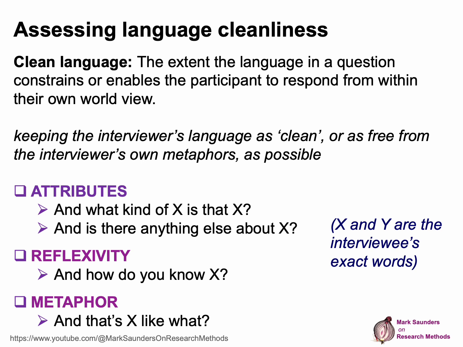So a clean language question asking about attributes could be something like, "And what kind of X is that?" where X is an interviewee's own words. And, "Is there anything else about X you might like to tell me?" If you're looking at reflexivity, "And how do you know about X?" Or, "And that's X like what?" So you're actually trying to get the participant to come up with their own metaphors.